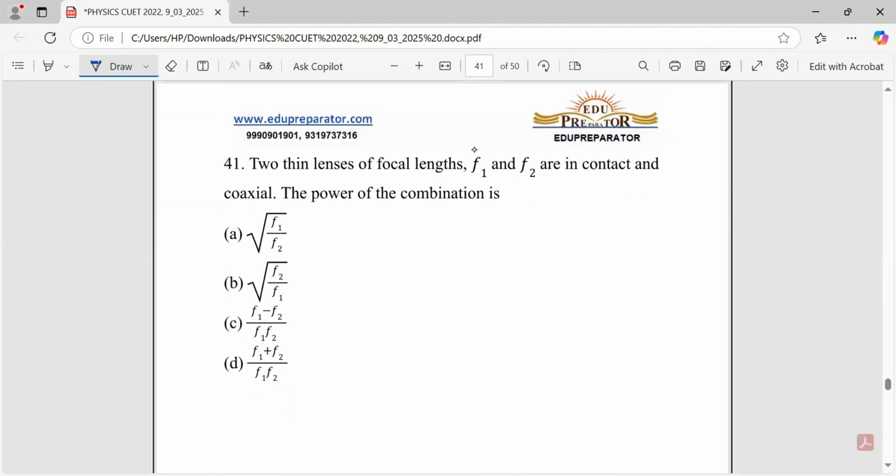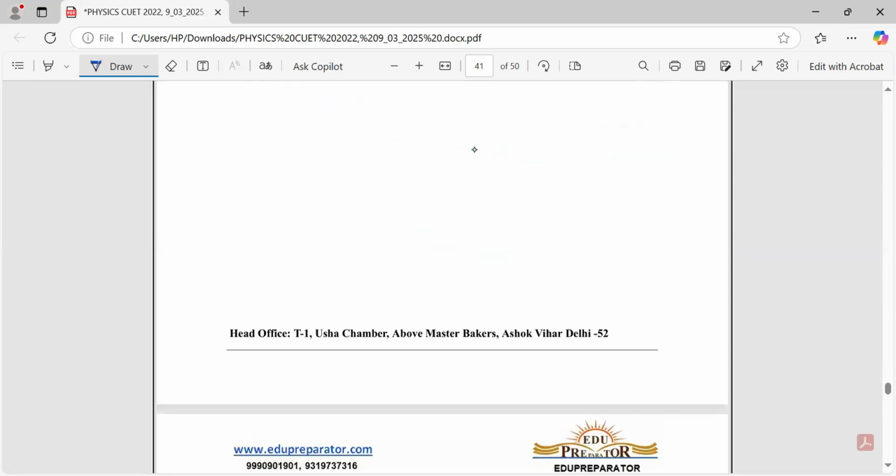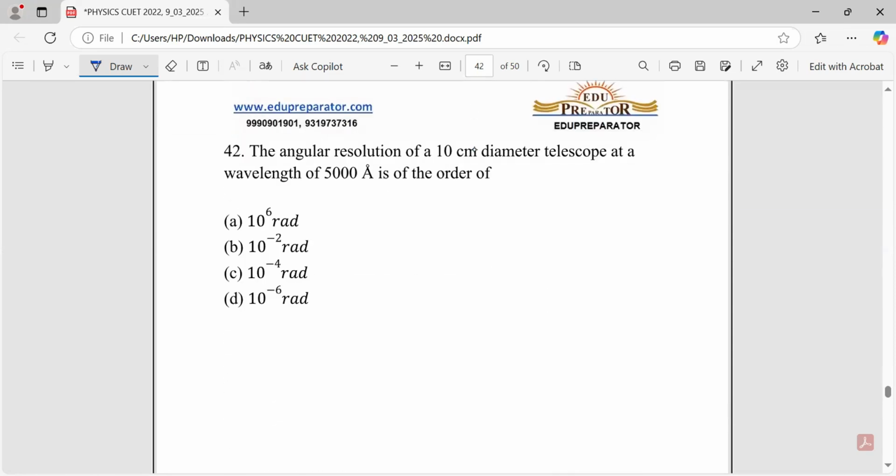So let's move to the next question number 41. This question number 41 is involving the concept 1 by focal length is equal to 1 by F1 plus 1 by F2. And 1 by focal length is called power. So that is equal to F1 plus F2 divided by F1, F2. So power is F1 plus F2, F1, F2. The power of combination, as it can be seen, is clear from the relation D. Then question number 42.